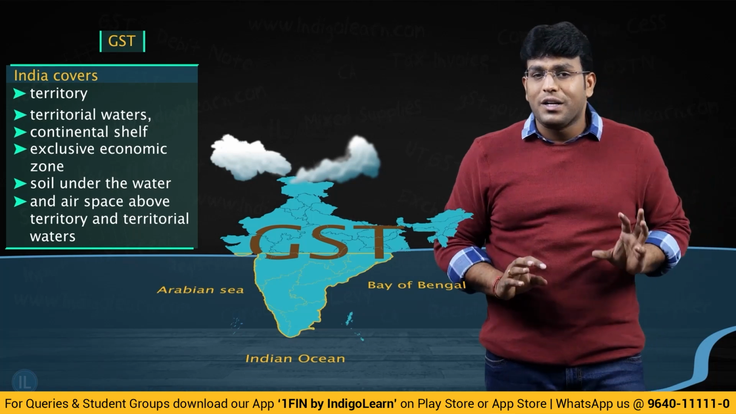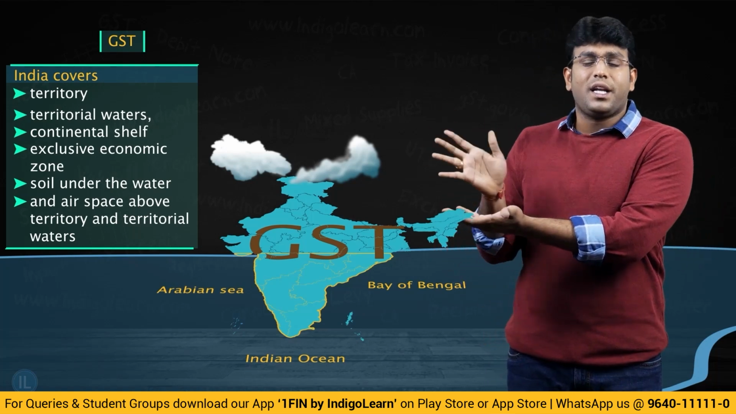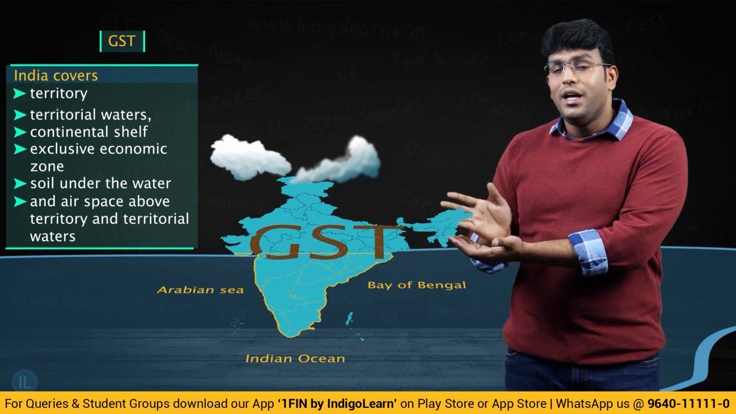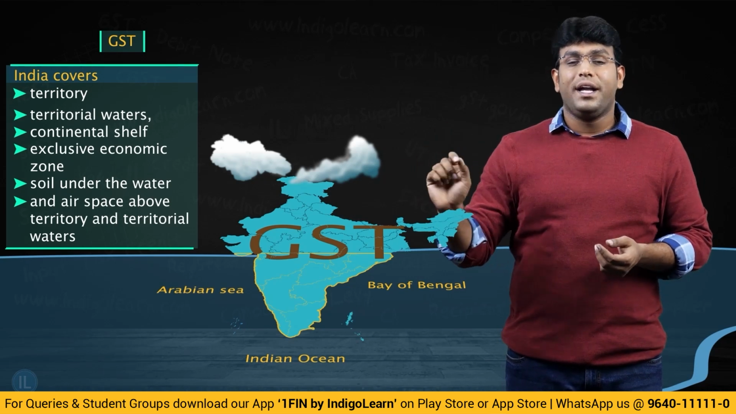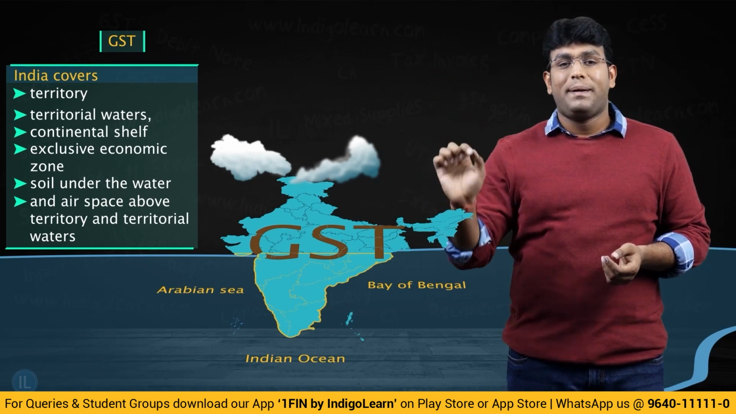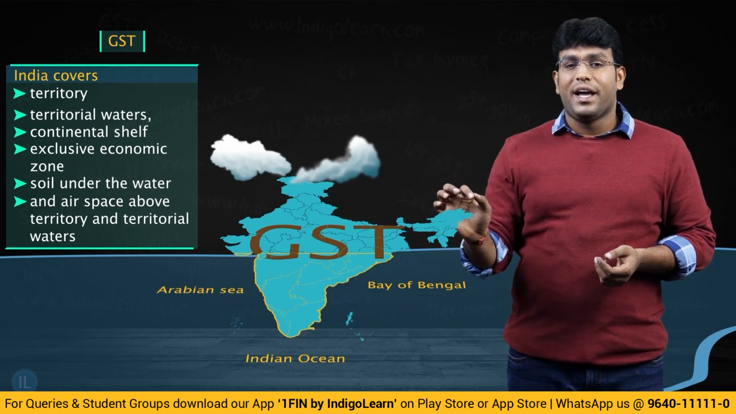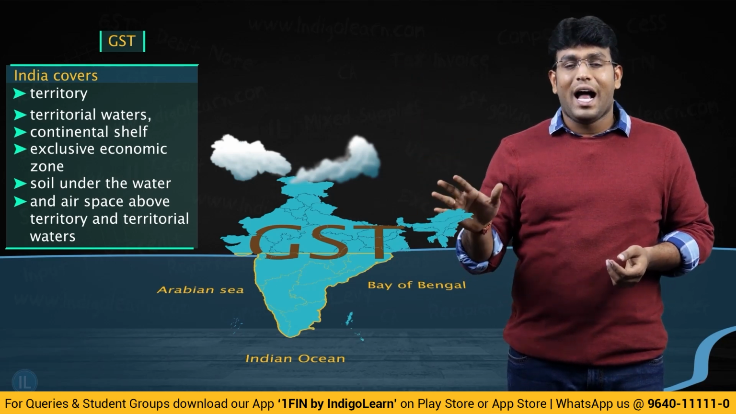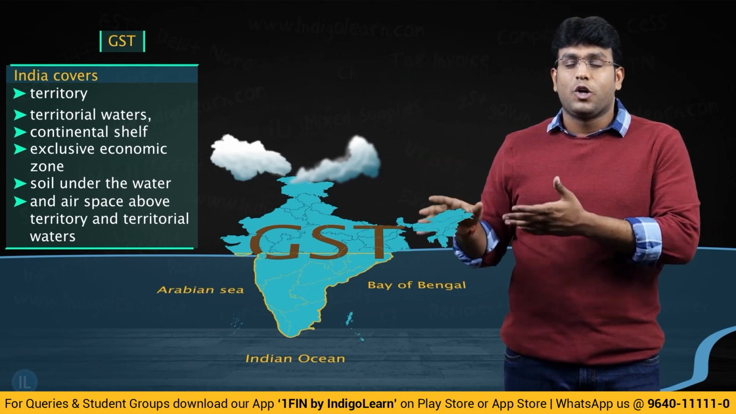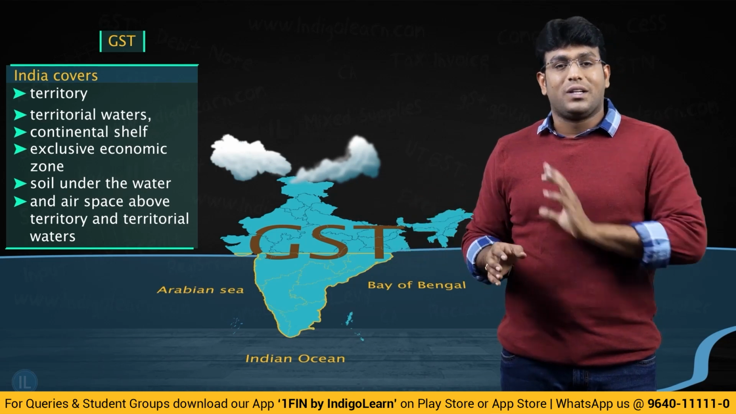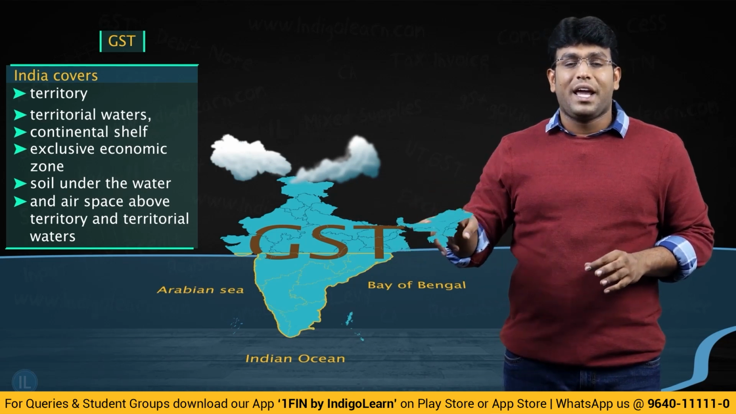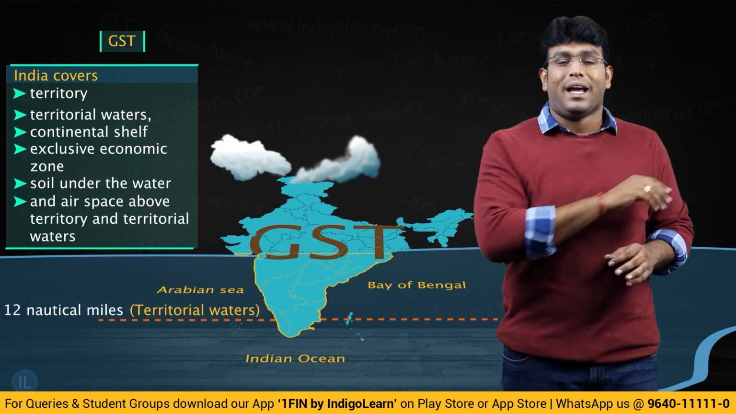So friends, India covers what? Territory. Territory means what? Land. Next is what? Territorial waters. Friends, territorial water means from India, we draw one line called baseline. Baseline is a line where land is over and water starts. When I say water, I'm talking about the ocean or sea. Land is over, water starts. From that baseline up to 12 nautical miles.